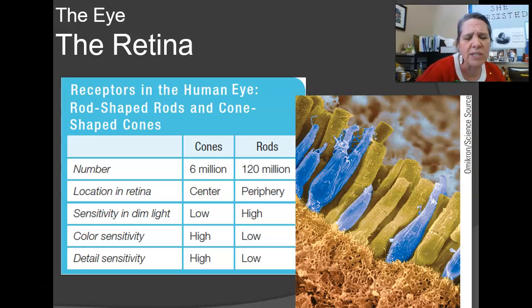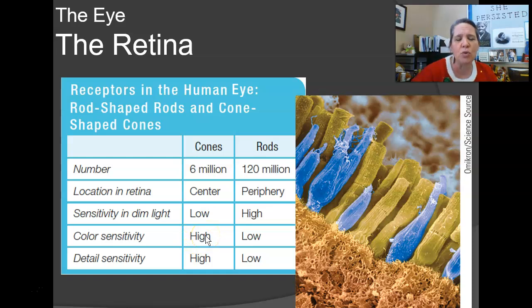Okay, so the rods and cones are extremely different, and this chart here tells you the differences between them. There are way, way, way more rods in your eye than there are cones. The cones are located in the center of the retina, whereas the rods are on the periphery, so the outer edges. Sensitivity to dim light: if you're in a classroom where the lights are not on, or you're in your bedroom and you don't have lights on, your cones don't work very well in dim light, but your rods work fantastic in dim light.